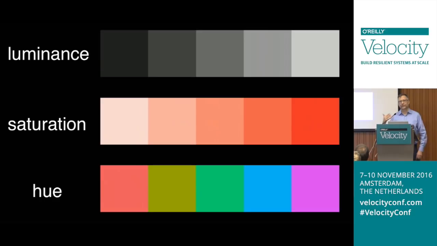Contrast and luminance is really important for edge detection in complex scenes. The next is saturation, which is roughly how colorful the color is. Low saturation is like a muted pink. High saturation is a bright red. And finally, hue, which is what we mean when we say color in common speech.